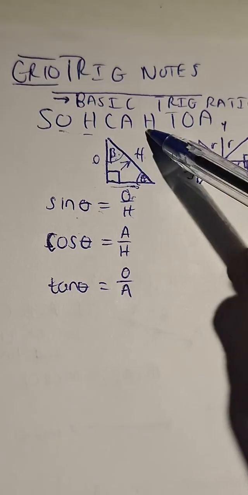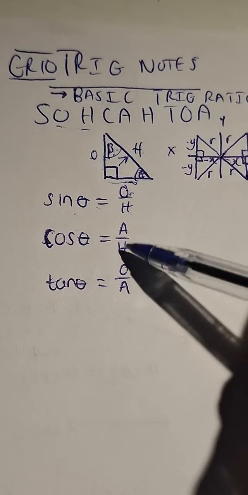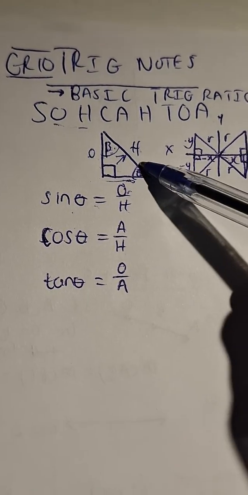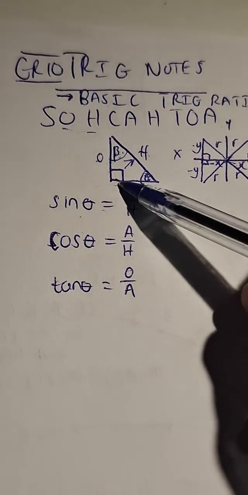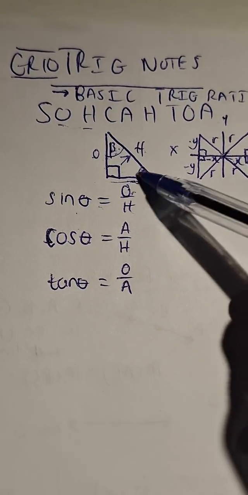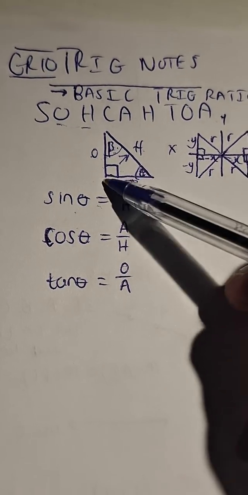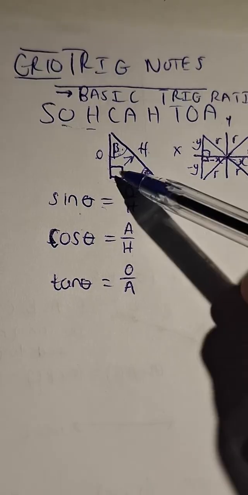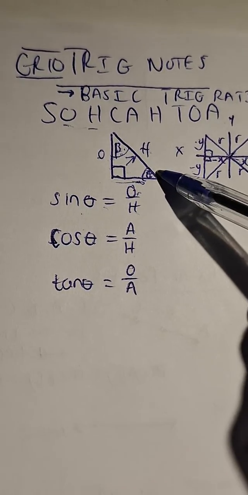Cos is adjacent over hypotenuse. Remember guys, if you are looking at theta, adjacent means next to: the side next to the angle. That's what adjacent means, next to.